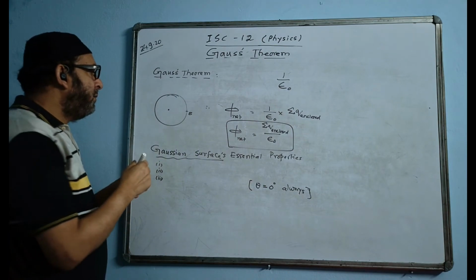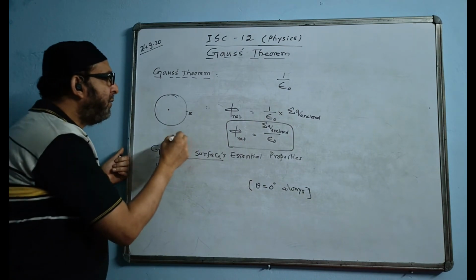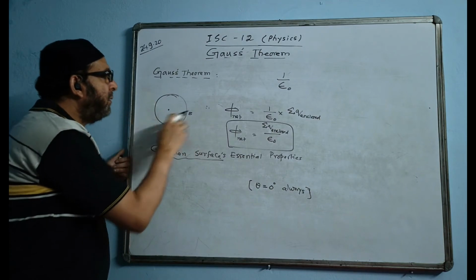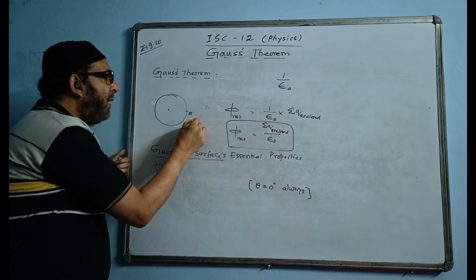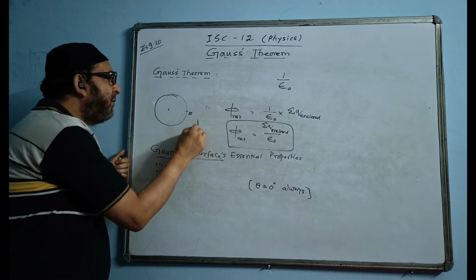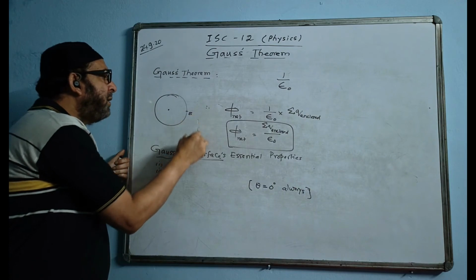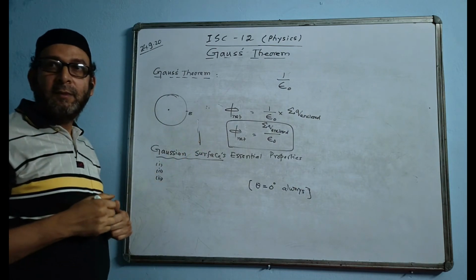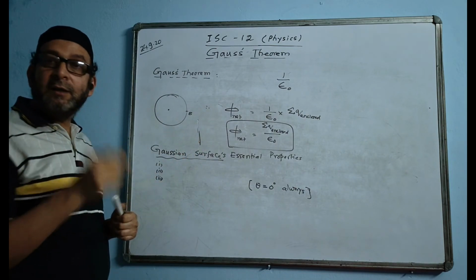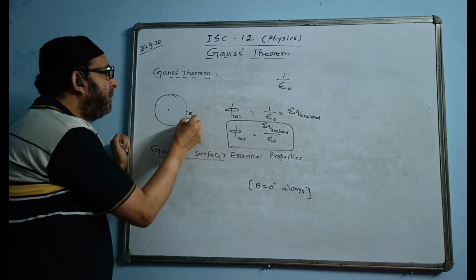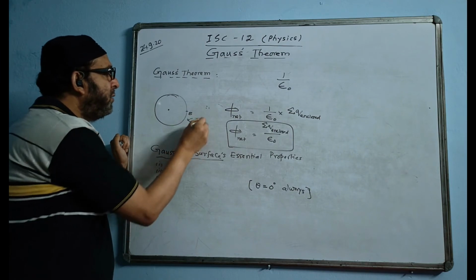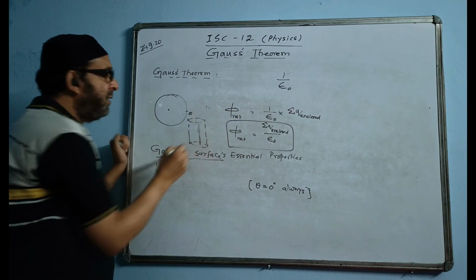If the conductor or charged body is in the form of a line, what is the shape of a line? Do you know what is the shape of a line? A line is like a cylinder. A line has a cylindrical surface with 0 radius. For this, the Gaussian surface will be a cylinder enclosing the line.